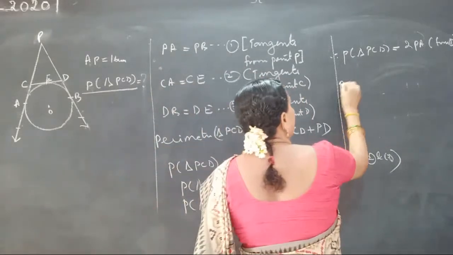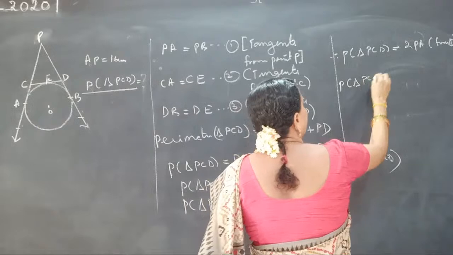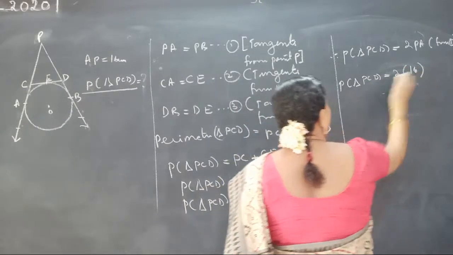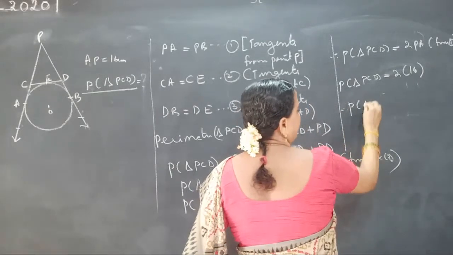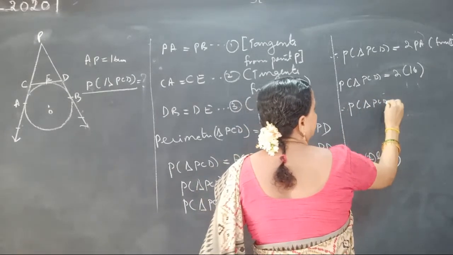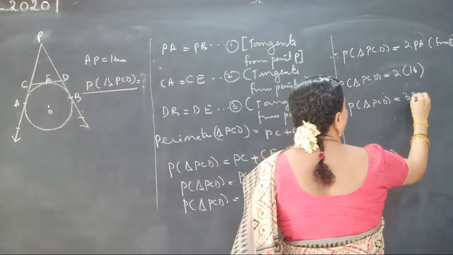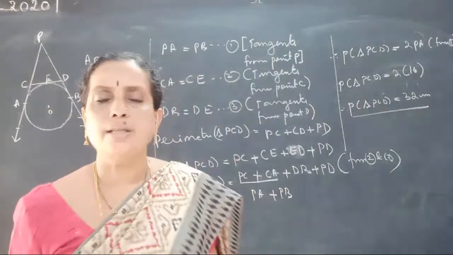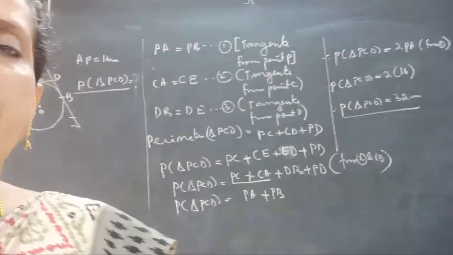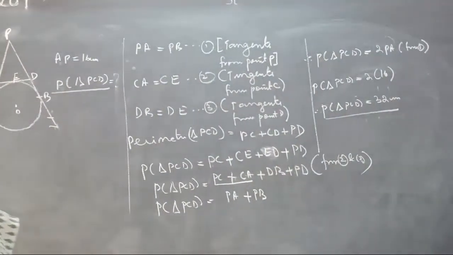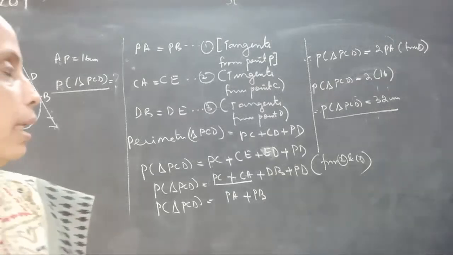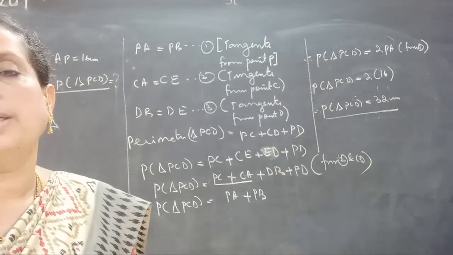Now, perimeter of triangle PCD equals, what is PA given? 16. Therefore, perimeter of triangle PCD equals 32 centimeter. This is the relation. It is always a constant relation. If you know the tangent length, we can find out the perimeter. If you know the perimeter, half of it is the length of the tangent.